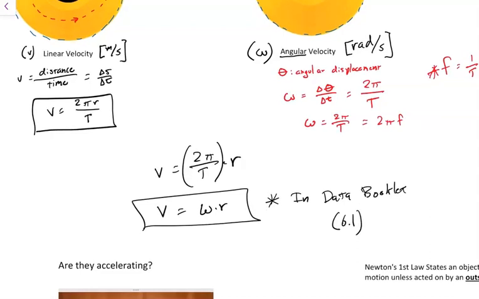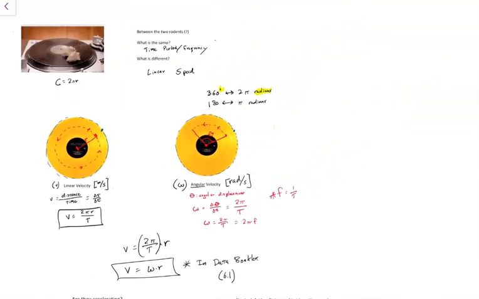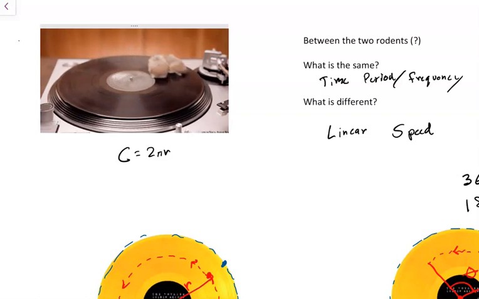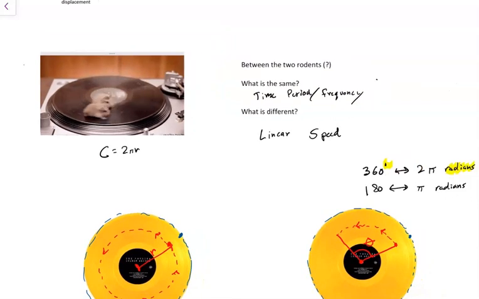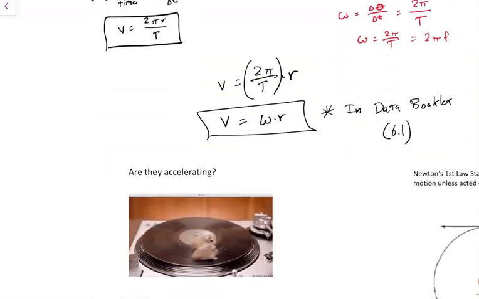In unit 6.1, or topic 6.1, when looking at these two rodents, we're recognizing that there are things that are the same and things that are different. The same is the time period. Since they have the same time period, they both have the same angular velocity, but since they have different radii, they have different linear velocity. And we're going to look at where we can apply these two equations in future examples.